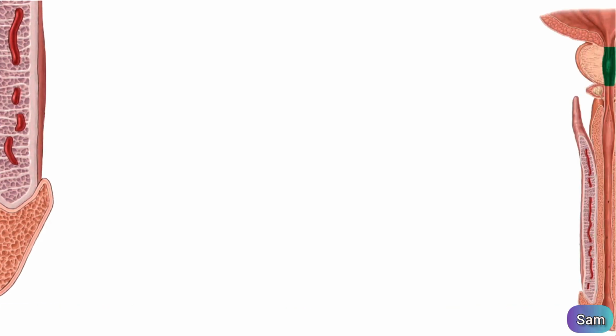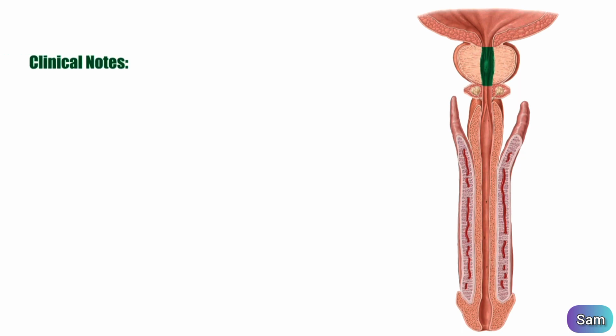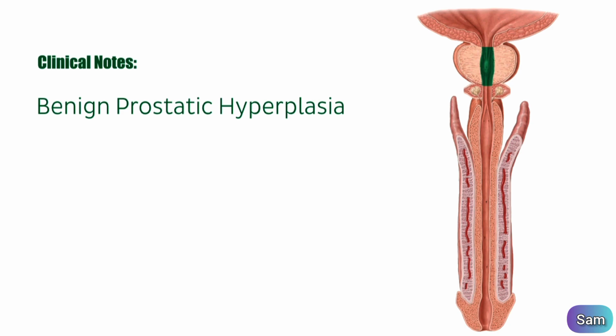Finally, we'll finish off this tutorial with some clinical notes relating to the penis and urethra. Benign prostatic hyperplasia is a non-cancerous increase in the size of the prostate, typically affecting men over the age of 60. It directly affects the prostatic part of the urethra, as that's what passes through the mass of the prostate. As the prostate increases in size, it encroaches on the lumen of the prostatic urethra, compressing it.